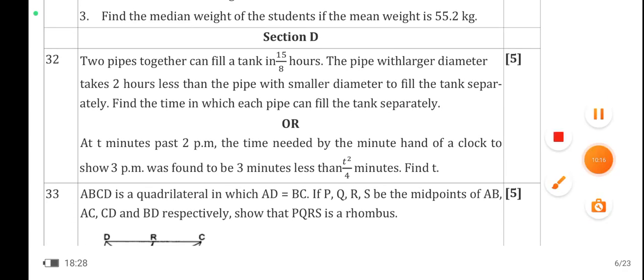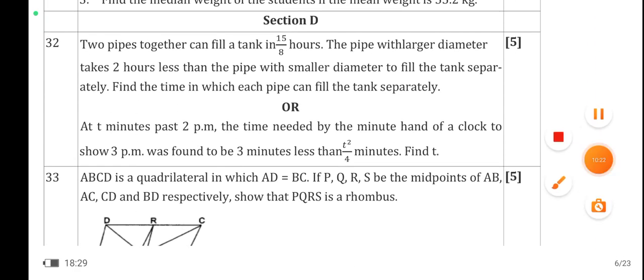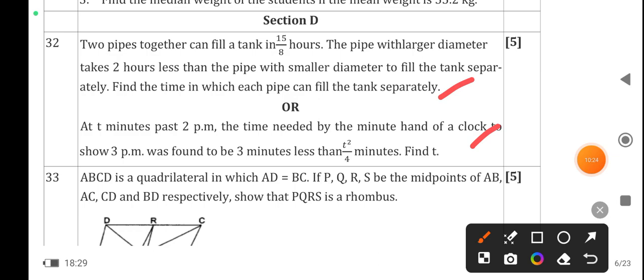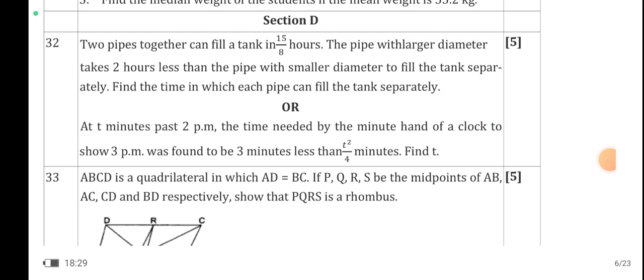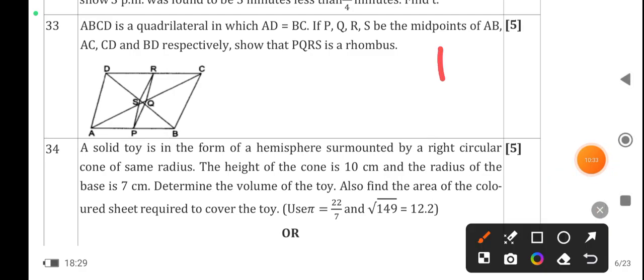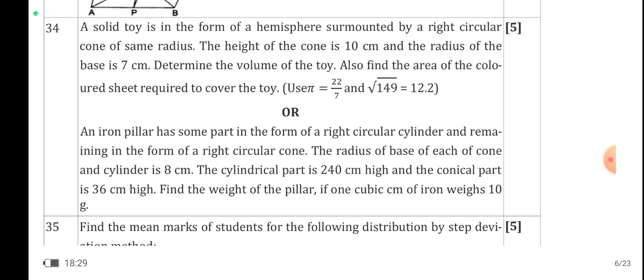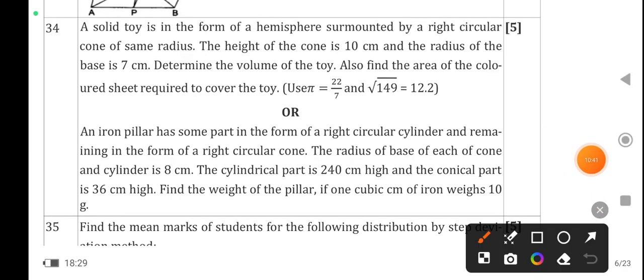Section D. So what they are talking about here, one is a pipe sum. Another one is also a nice sum. I think this sum is there in your NCERT exemplar. Question number 33. Again, a nice set of questions. This type of question is there in 9th standard. You all remember? Quadrilateral, midpoint theorem related. Okay. 34th, this type of question we can expect.